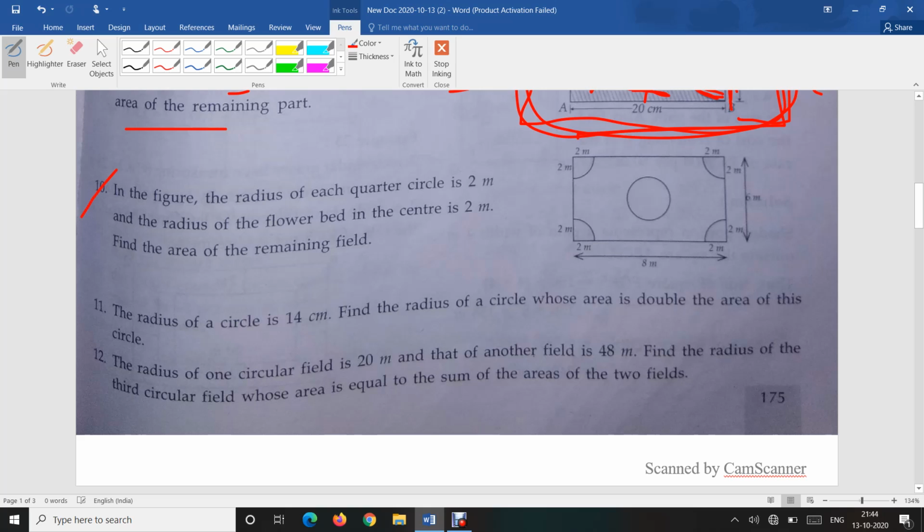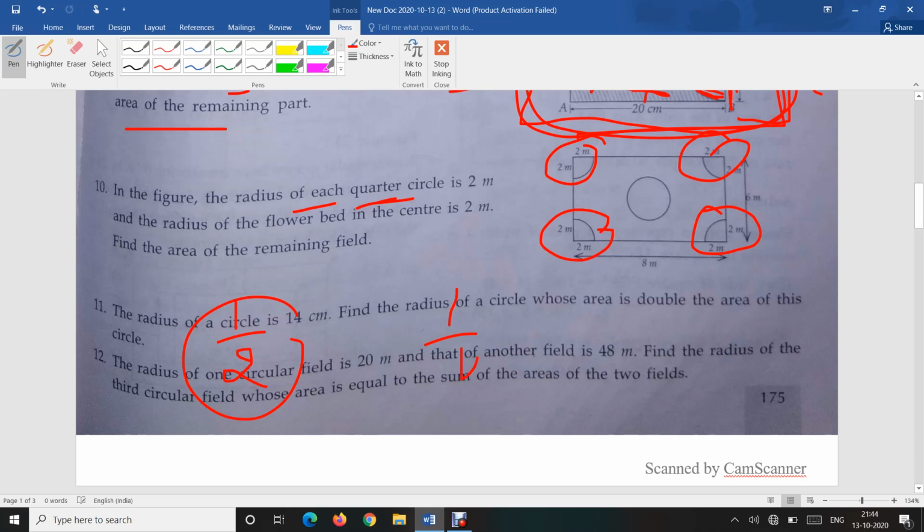Now see the question number 10. In the given figure, the radius of each quarter circle, these are talking about these 4 circles. See, you know that half means 1 upon 2. Quarter means 1/4, that means 1 upon 4. If you need to find out the area of 1 quarter circle, then you have to multiply the area of the circle, which is pi r square, by 1 by 4. That means 1/4 part of the whole circle, and this 1/4 is called quarter.